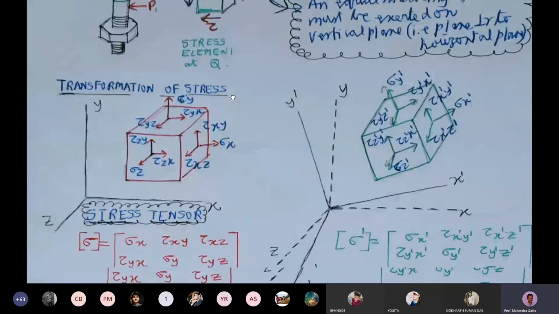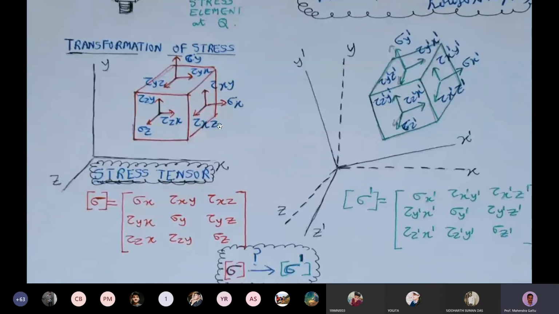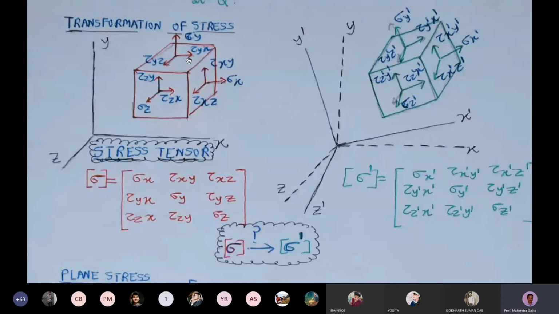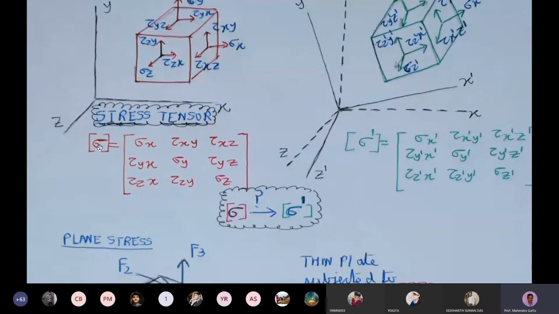Now we will go to the next part of this class. So we have already defined the stress components, and we now define something called the stress tensor. The stress tensor is denoted by sigma, and we have the normal components sigma x, sigma y, sigma z shown along the diagonal, and the shear stress components tau xy, tau xz, tau yx, tau yz, and tau zx, tau zy shown in the remaining places.